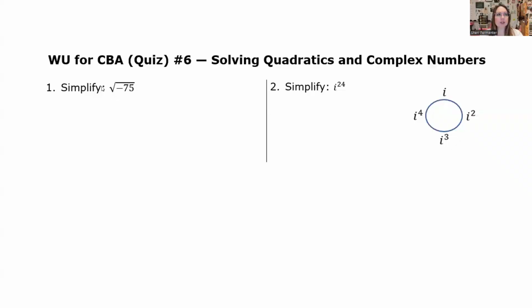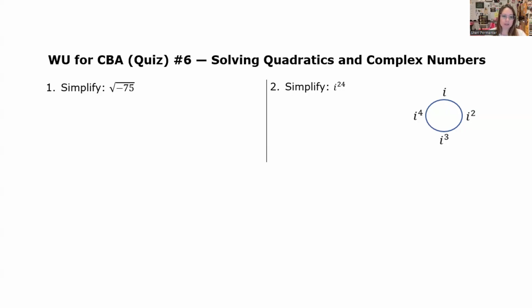So this is the warm up for our sixth quiz. And the first thing that we're going to do is simplify a square root. I'm not going to ask you to simplify a square root that can't simplify. So keep in mind that there is a perfect square that goes into whatever I ask you to simplify.